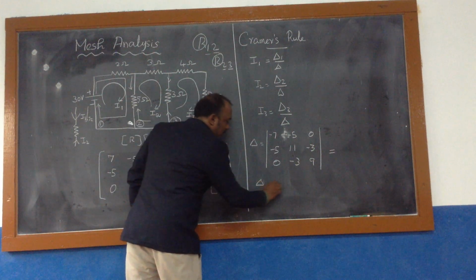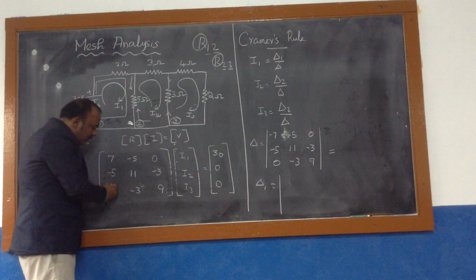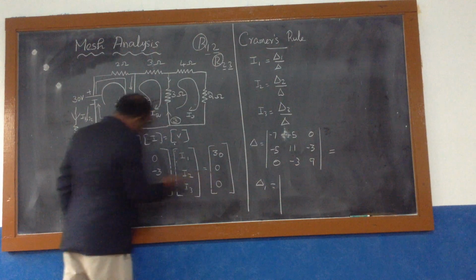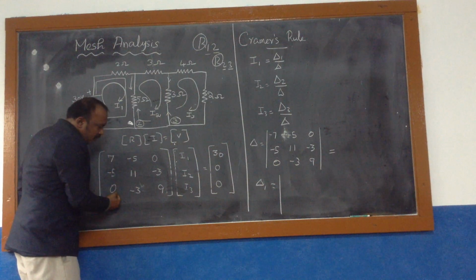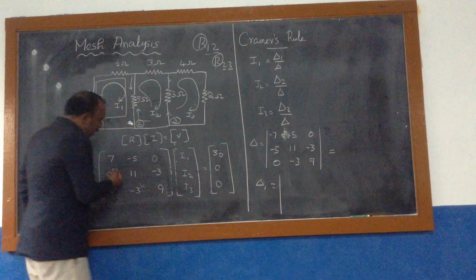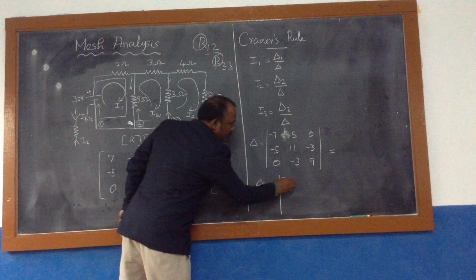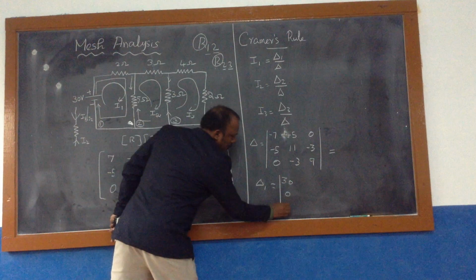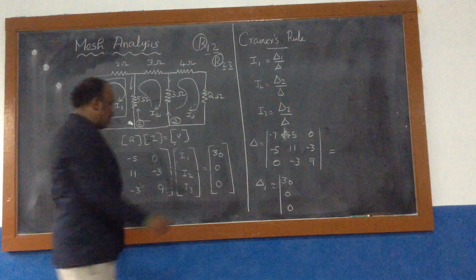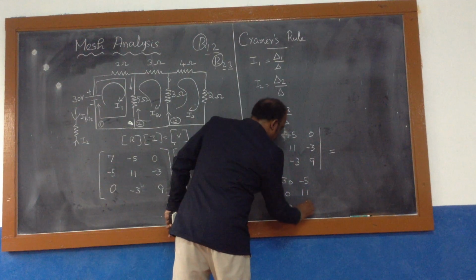Similarly, del 1. What is del 1? Del 1 is nothing but you have to replace the first column of the resistance matrix by the voltage matrix. Just remove all the elements in the first column of the resistance matrix and replace that by the voltage matrix. So for the first column, 7 will become 30, 0, 0. All other elements remain the same as in the resistance matrix. That is minus 5, 11, minus 3.